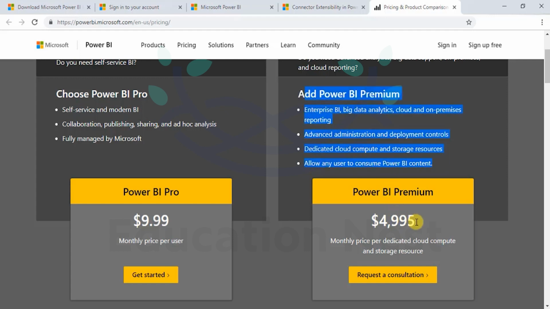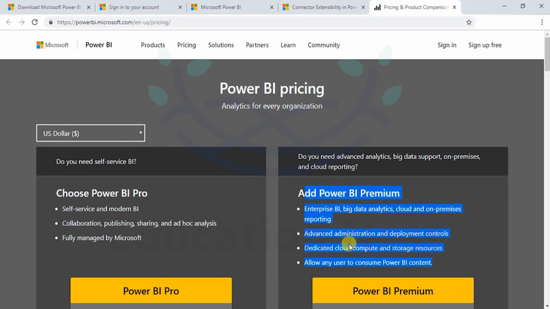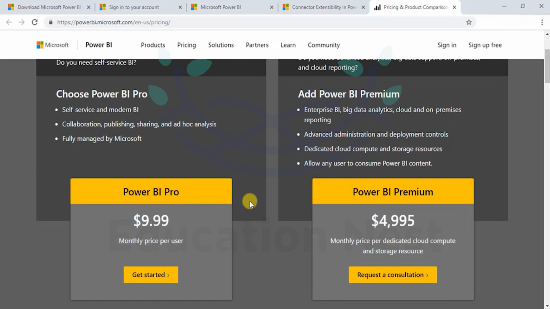Once you have a premium license of $4,995 per month, that would be sufficient to cater to all the users you have in your organization. Typically have a threshold around 350 and at max 500 users, after which you should go for Power BI Premium. This is where it is here. So it's an option between pick and choose.